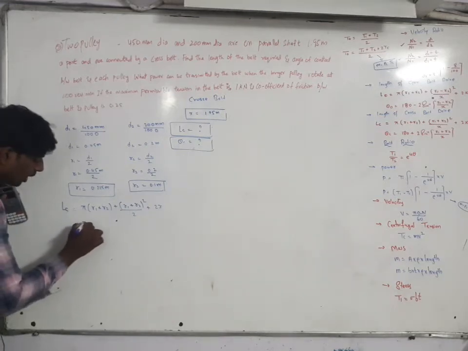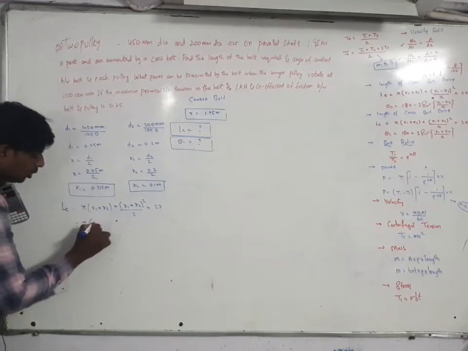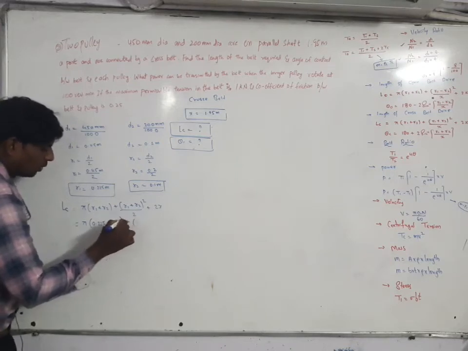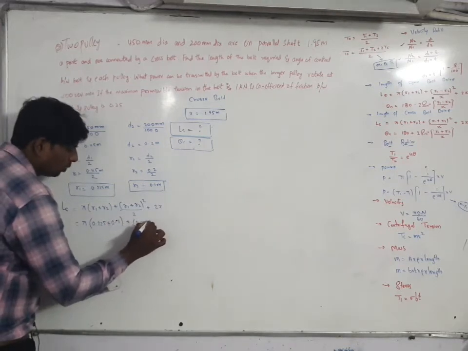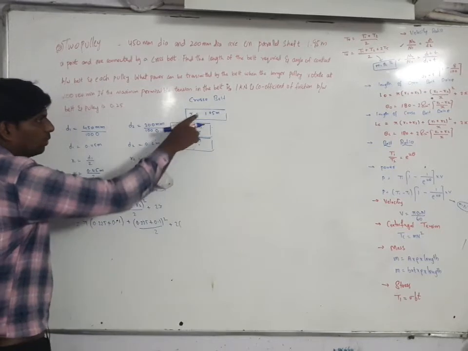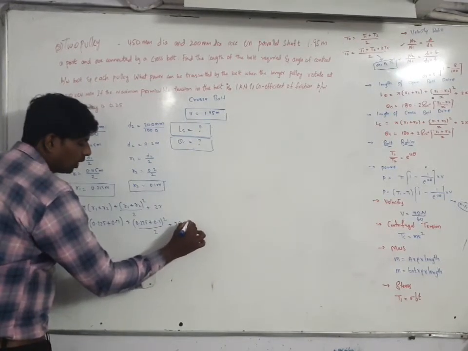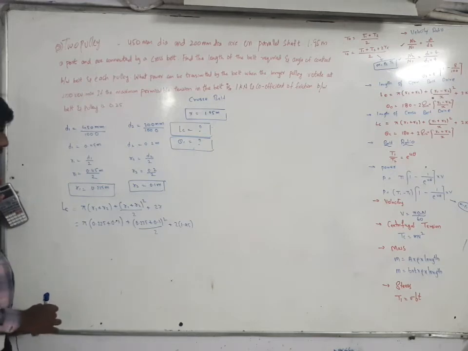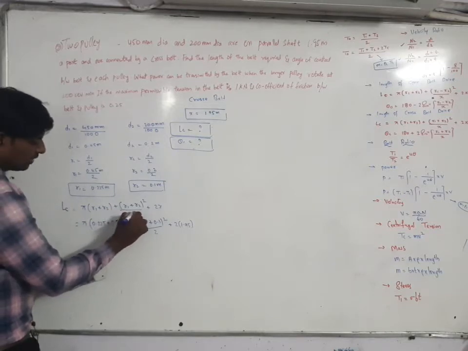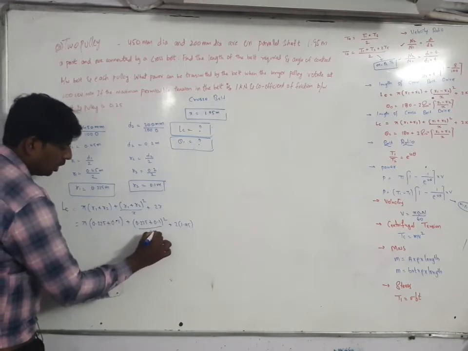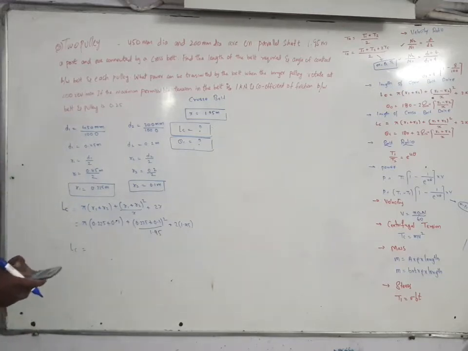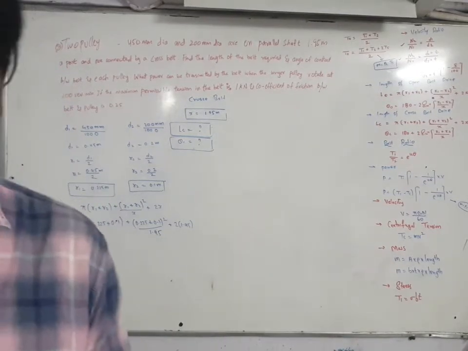So here you substitute pi, write down as it is. In place of R1 you write 0.225, plus in place of R2 0.1, plus (R1 is 0.225 plus R2 0.1) whole square by x, plus 2 into x. X value is 1.95 meter. If you solve this with the help of a calculator, you will get some answer.